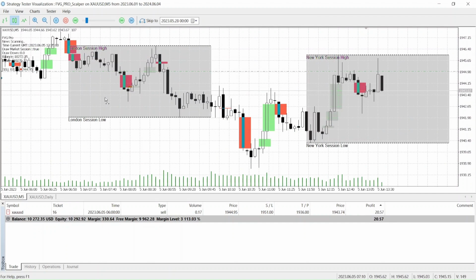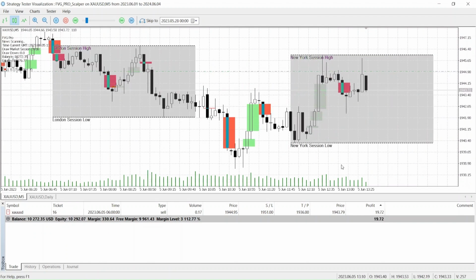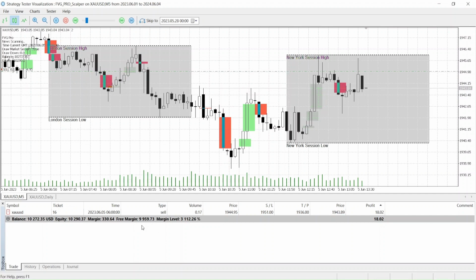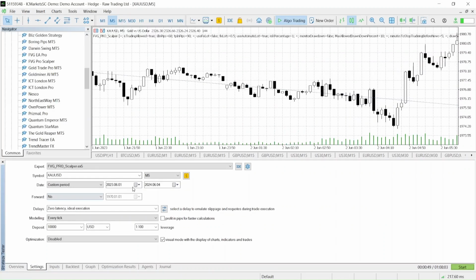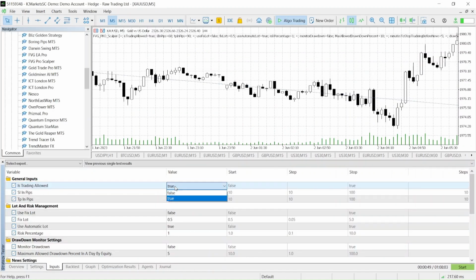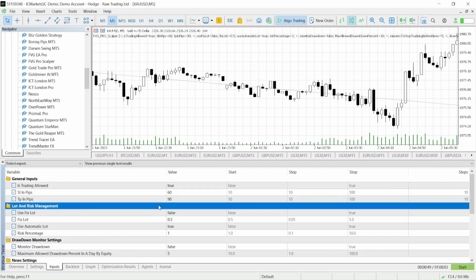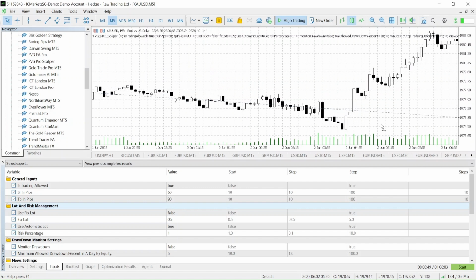We can see there are a lot of fair value gaps being drawn. You can use it on your own and trade it manually, or you can just simply make trading allowed. If this is set to true, then it will automatically trade the fair value gaps. But be sure to change the stop loss and TP and backtest yourself before applying to the live market, because no expert advisor or algorithm guarantees 100% profit in the market.